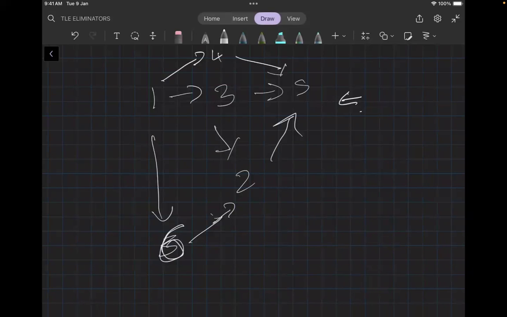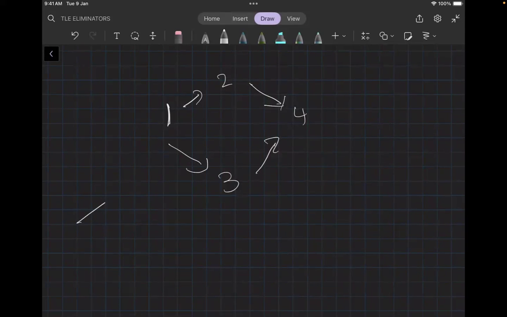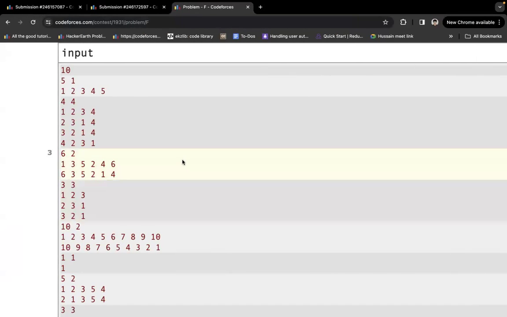So, can you create a valid this? Let me take a smaller example. Let me take after 1, there should be 2. After 2, there should be 4. After 1, there should be 3. And after 3, there should be 4. Is there a valid solution? Is there a valid ordering for this graph? Tell me, guys.